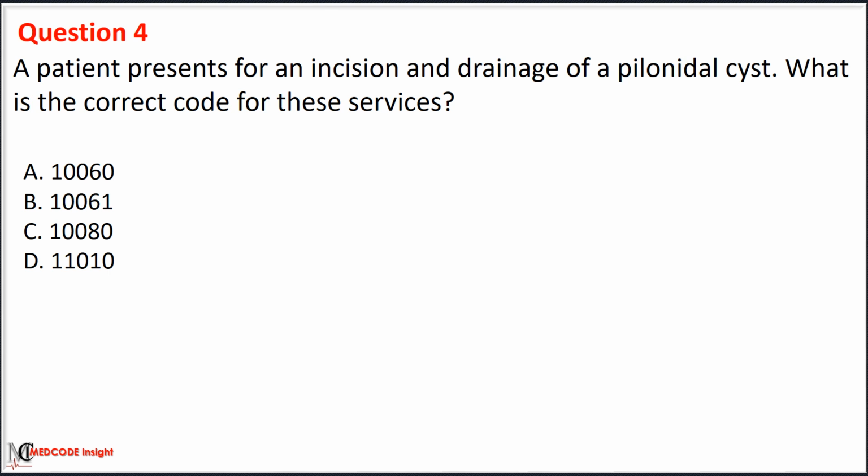Our next question is: a patient presents for an incision and drainage of a pilonidal cyst. What is the correct code for these services? Option A: 10060, option B: 10061, option C: 10080, and option D: 11010.